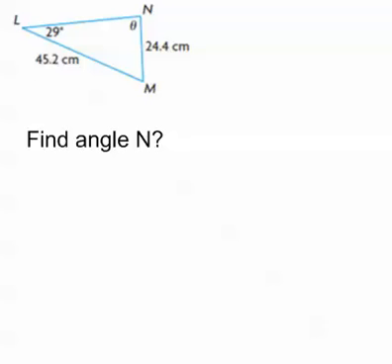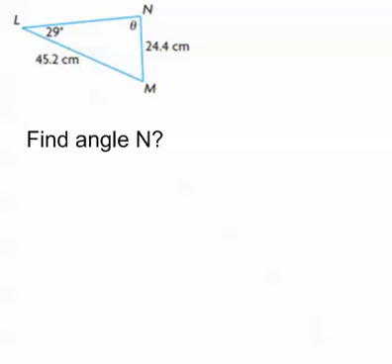In this question, we're asked to find angle N. We can see it's drawn for us, and we have angle L is 29 degrees. We also know that side L is 24.4 centimeters. Side N is 45.2 centimeters.